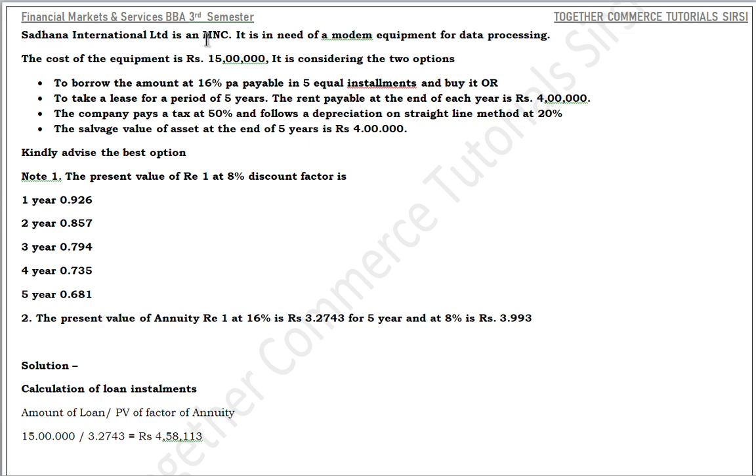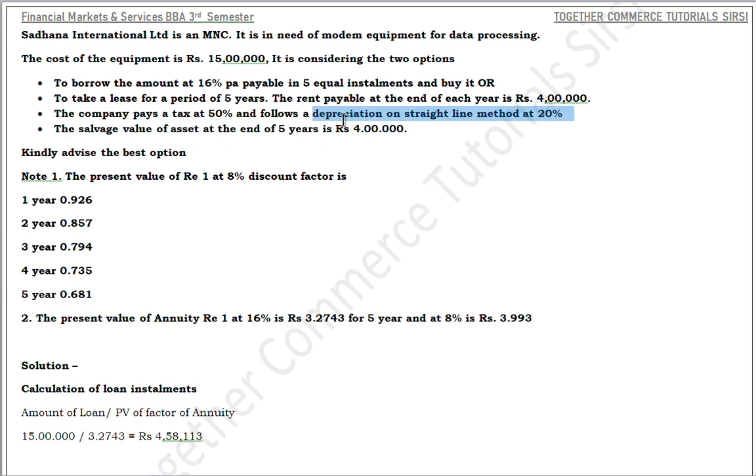Sadhana International Limited is an MNC. It is in need of a modern equipment for data processing. The cost of the equipment is 15 lakh. It is considering the two options. One, to borrow the amount at 16% payable in 5 equal installments and buy it, or to take it on a lease for a period of 5 years. The rent payable at the end of each year is 4 lakh. The company pays a tax at 50% and follows a depreciation at a straight line method at 20%.